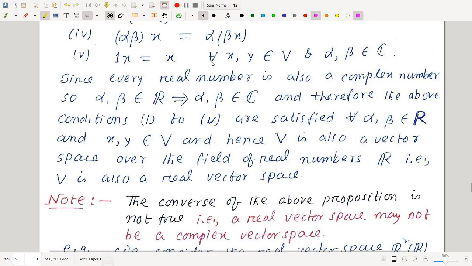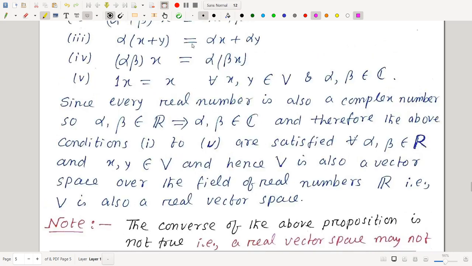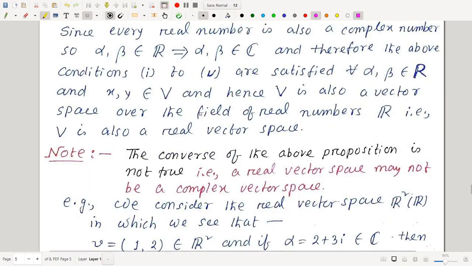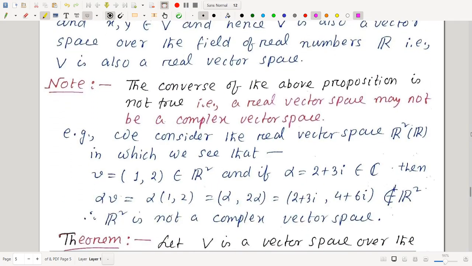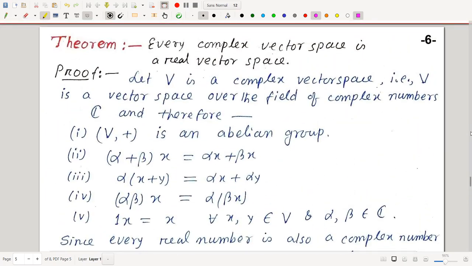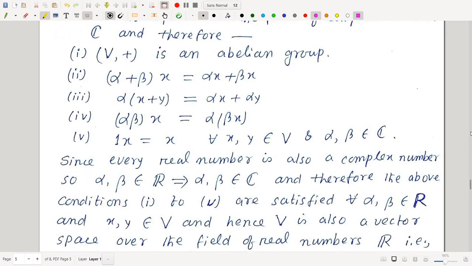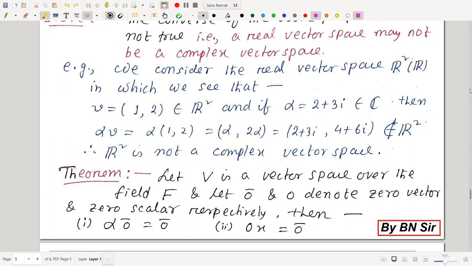And therefore, the above 5 conditions, 1 to 5, hold or are satisfied for all alpha beta in R. If I take alpha beta from R, automatically they are also in C, and therefore the conditions are true for real scalars also, and x, y belong to V already, and hence V is also a vector space over the field of real numbers R. That is, V is also a real vector space. So every complex vector space is a real vector space, because every real number is a complex number. This is the sole reason.